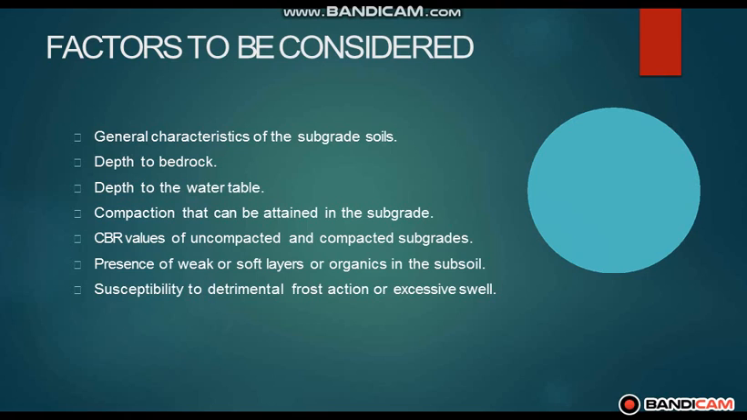Factors to be considered. So, what factors must be considered here? The first, general characteristics of the subgrade soils. Then, depth to bedrock, depth to the water table, compaction that can be attained in the subgrade, CBR values of uncompacted and compacted subgrades, presence of weak or soft layers or organics in the subsoil, and susceptibility to detrimental frost action or excessive swell.